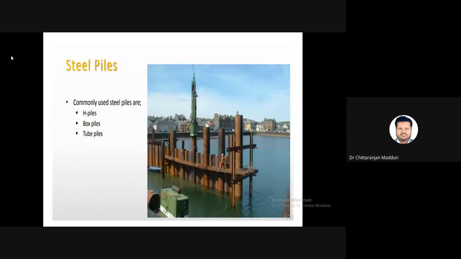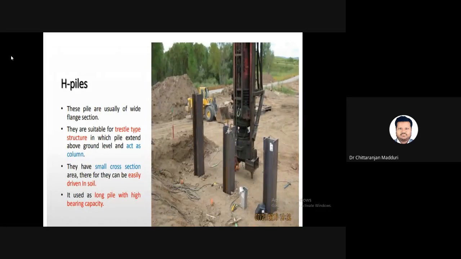Steel piles. So the piles which are manufactured by using steel are known as steel piles. So commonly used steel piles are H piles, box piles, and tube piles. H piles. These piles are usually of wide flange section. They are suitable for terrestrial type structures in which the pile extends above ground level and acts as a column. They have a small cross-sectional area, therefore they can be easily driven into the soil. So it is used as a long pile with high bearing capacity.